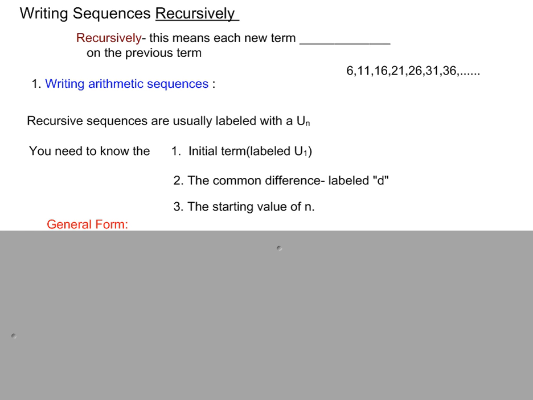So writing sequences recursively. Remember that recursively means that each new term depends upon the previous term. Here I've given you a sequence. It's going to be an arithmetic sequence. It's going up by 5 each time. So to write an arithmetic sequence recursively, the first thing we're going to do is we're going to use the letter U to label these sequences. This n down here is a subscript. So when n is 1, we have U sub 1. In this case, it's 6. I have U sub 2. In this case, it's 11, etc., etc.